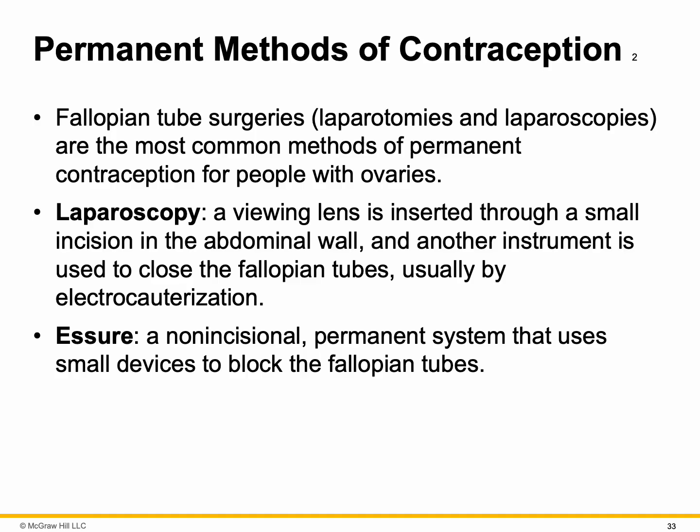In contrast, an Essure is a non-incisional permanent system that uses small devices to block the fallopian tubes. With an Essure, the device will form a tissue barrier that prevents sperm from reaching the egg during the first 3 months after insertion.